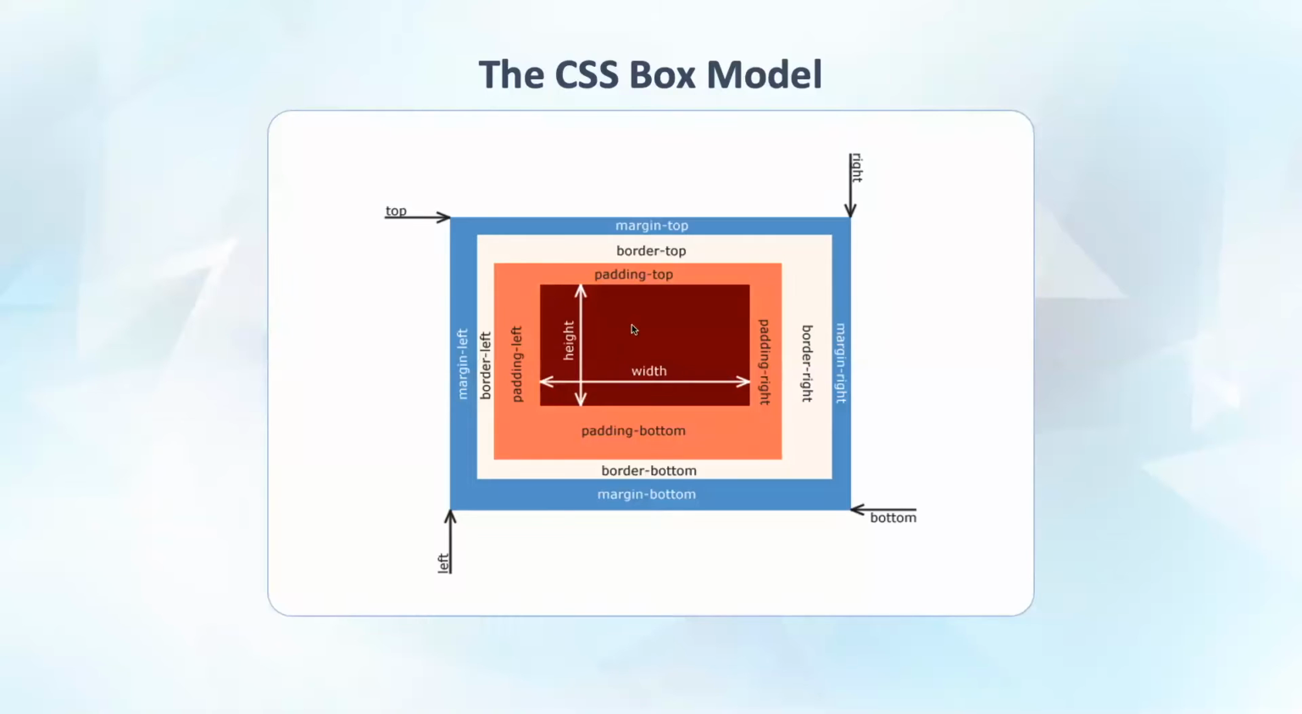As you can see in the picture, it consists of the content of the box, where the text and images appear, then the padding. It clears an area around the content. The padding is transparent. Then the border, a border that goes around the padding and the content. And finally, the margin. It clears an area outside the border. The margin is also transparent.